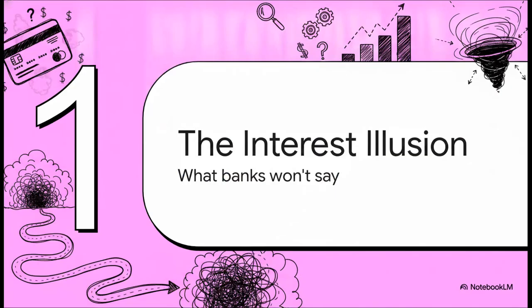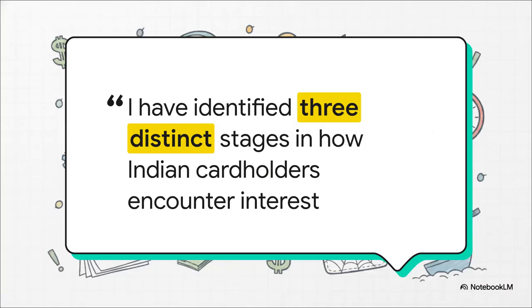Okay, section 1, the interest illusion, or what your bank won't clearly explain. To understand how we get to that absurd 4,000 rupee charge, we have to shatter the illusion of how credit card math actually works. It turns out almost everyone holding debt goes through the exact same, highly predictable journey. After speaking with dozens of people who carry credit card debt, researchers actually identified 3 distinct stages in how cardholders encounter interest. And every single stage comes with its own dangerous misconceptions. It's a highly structured system, and frankly, understanding how it operates is absolutely your best defense.